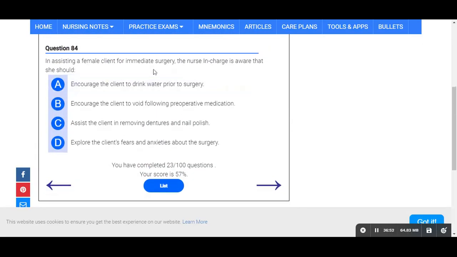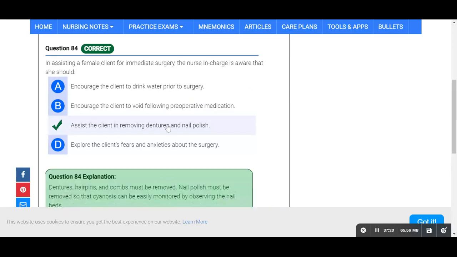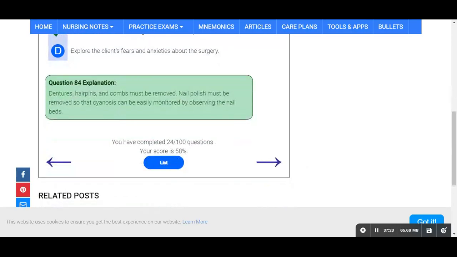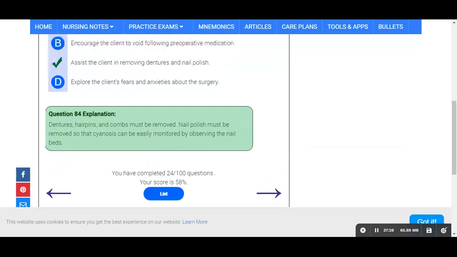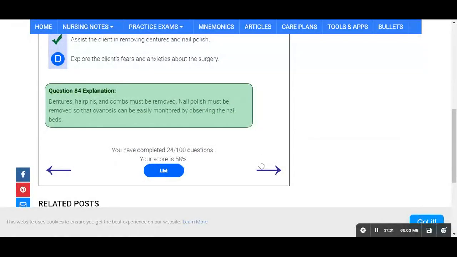Now, in assisting a female client for immediate surgery, the nurse in charge is aware that she should encourage the client to drink water prior to surgery, encourage the client to avoid following preoperative medication, assist the client in removing dentures and nail polish, explore the client's fears and anxiety. So we're talking about a female client for immediate surgery. We have to assist the client in removing dentures and nail polish. That's correct. Dentures, hairpins, gums must be removed. Nail polish must be removed so that cyanosis can be easily monitored by observing the nail beds. Right. That is so good.